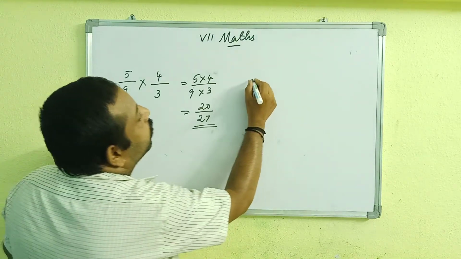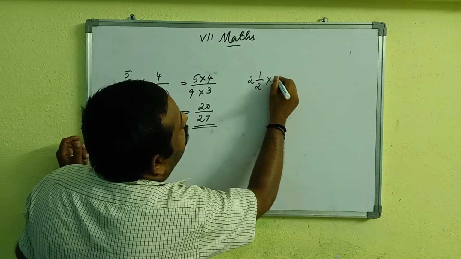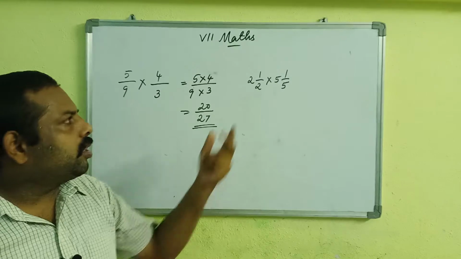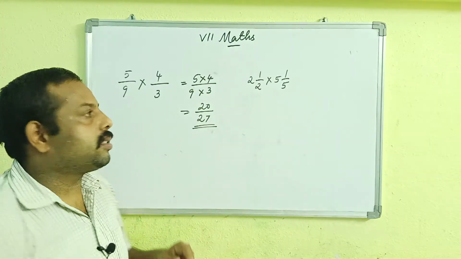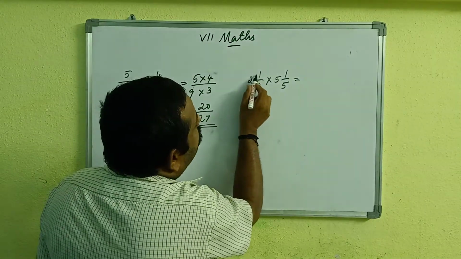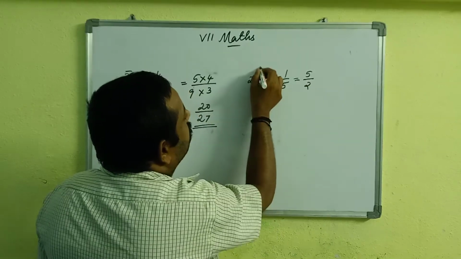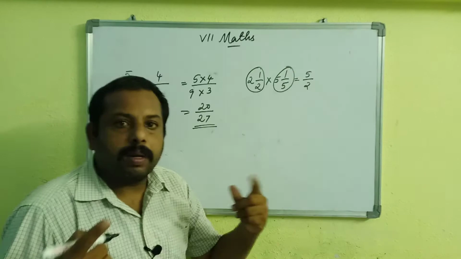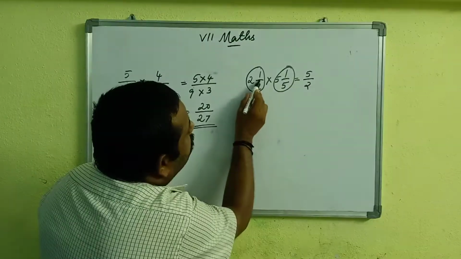Now, 1 by 2 multiplied by 5, 1 by 5. Both are fractions only. Which fraction? Mixed fraction. First of all, we have to convert each of these mixed fractions into improper fractions. 2 2s are 4, 4 plus 1, 5 by 2.